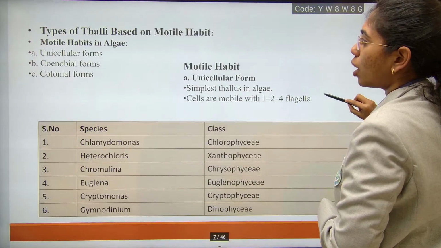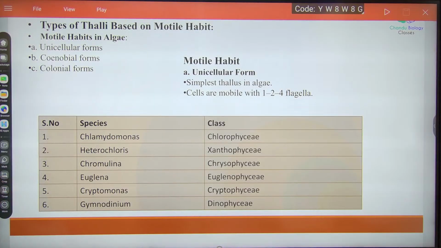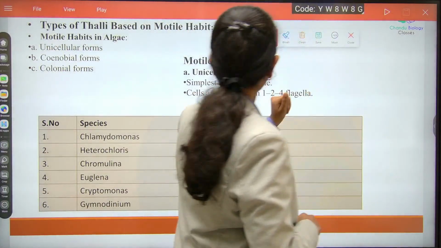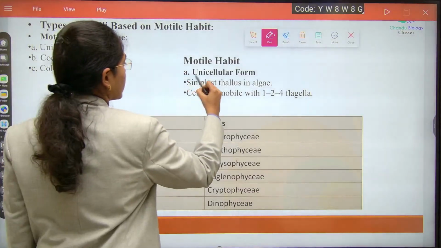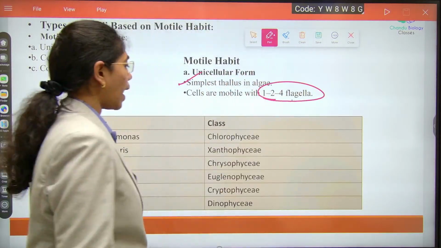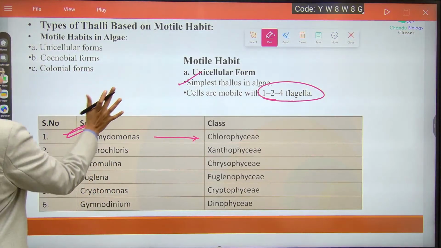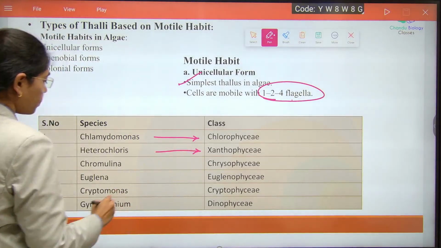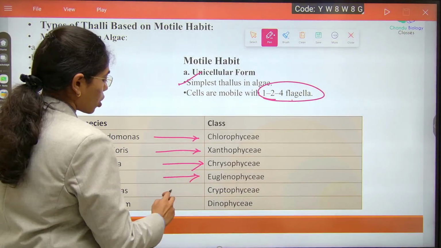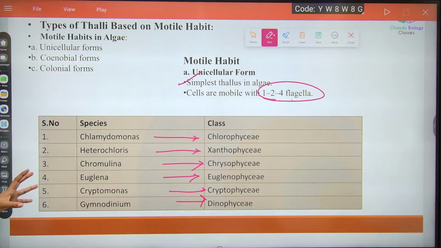Types of thalli based on motile habitat: unicellular forms, coenobial forms, colonial forms. Unicellular forms are the simplest thallus in the algae. Cells are motile, with 1 to 4 flagella. First is Chlamydomonas of Chlorophyceae, Heterochloris of Xanthophyceae, Chromulina of Chrysophyceae, Euglena of Euglenophyceae, Cryptomonas of Cryptophyceae, Gymnodinium of Dinophyceae. These are different classes with the species examples.